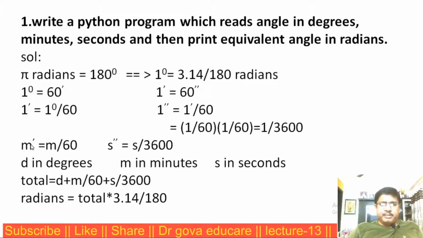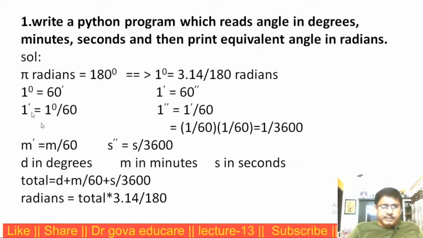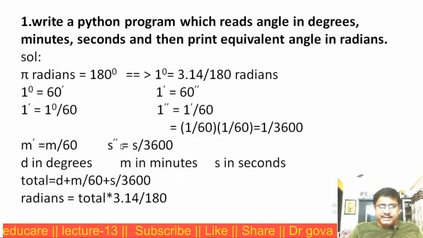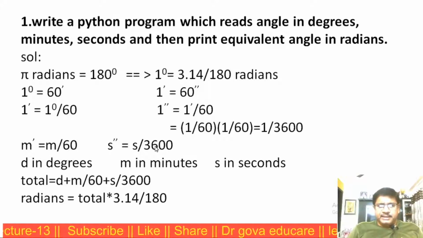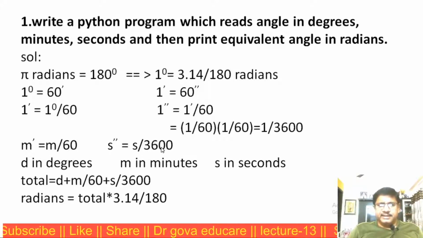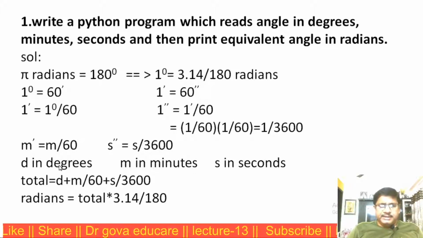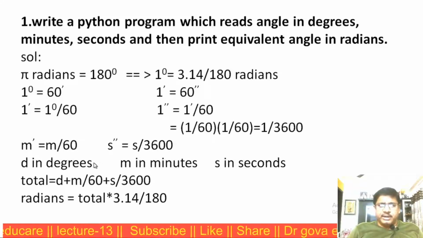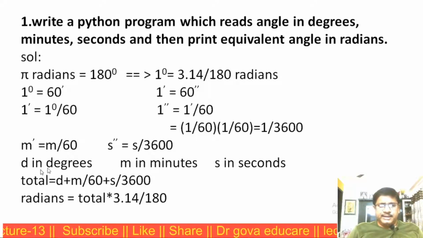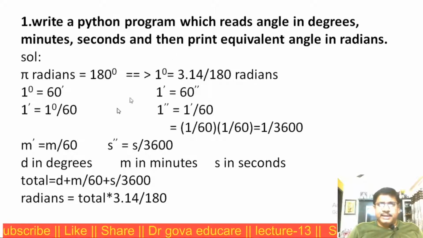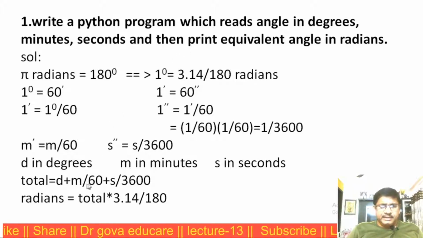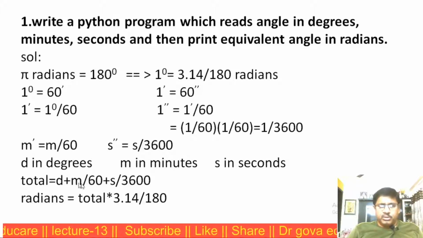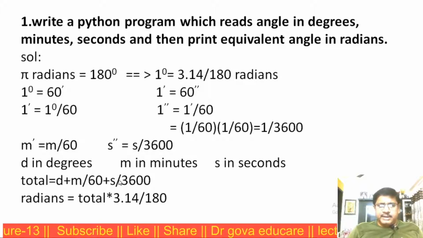Now m minutes is equal to m by 60 degrees. s seconds is equal to s by 3600 degrees. Now assuming d is the degrees, m is the minutes, s is the seconds, I want to calculate the total in degrees. Total is equal to d degrees plus m by 60 plus s by 3600. Now we get the total in degrees.